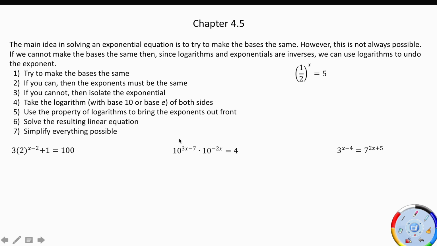Okay, this problem, I'm going to start over here just so I'll have room. I notice I cannot make the bases the same. This exponential is already isolated, so I'm just going to take the log of both sides. Natural log of 3 to the x minus 4 equals natural log of 7 to the 2x plus 5. Now my properties of logarithms allow me to bring that exponent down.